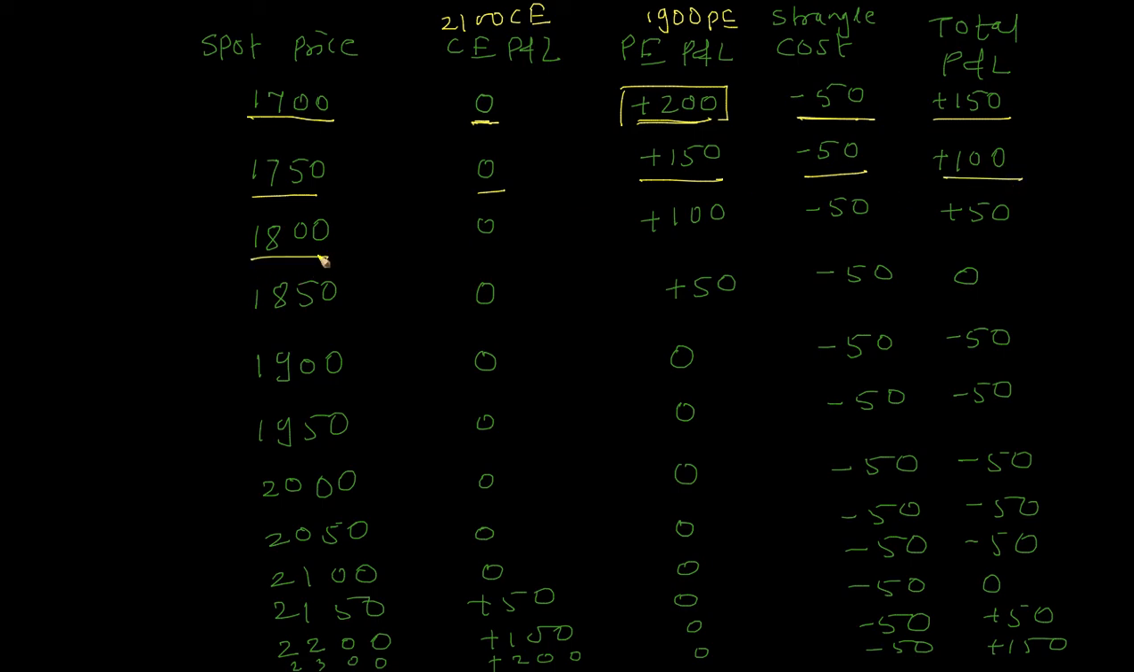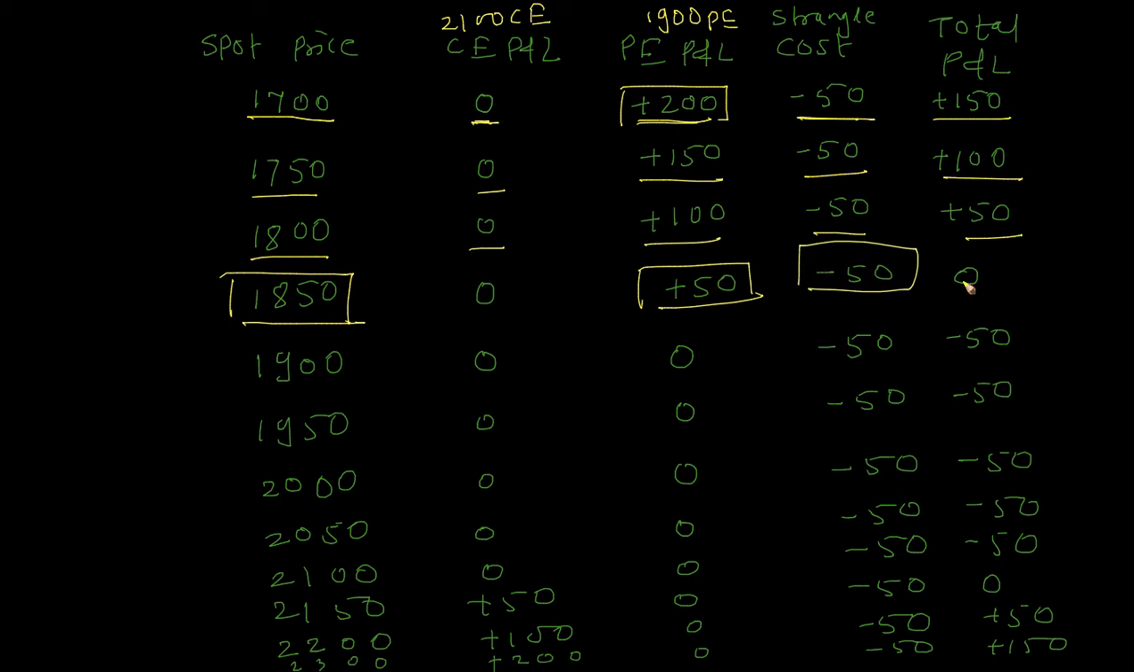Similarly, when the market is at 1800, C is 0, P will be 100, and the cost is minus 50, so 100 minus 50 is 50. Now when the market is at 1850, C is again out of the money, it is 0. P this time will give me only 50 rupees, and my cost of the strangle is minus 50. So 50 plus 0 minus 50 is 0. This is a point where I am making no profit, no loss. No profit, no loss means this is my break-even point.